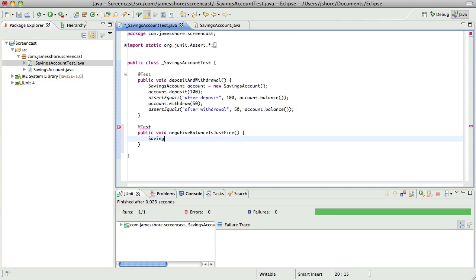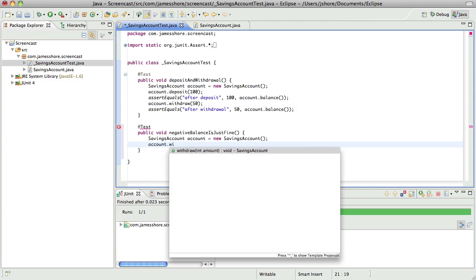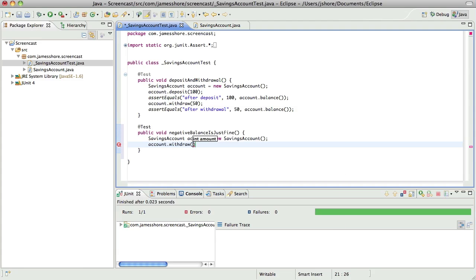So we'll create a new savings account. This new savings account, we might want to factor that out. Account dot withdraw 75. Assert equals minus 75, account dot balance. Not sure about this negative thing, but it's going to be fine for now. Okay, so that is the beginnings of a test.